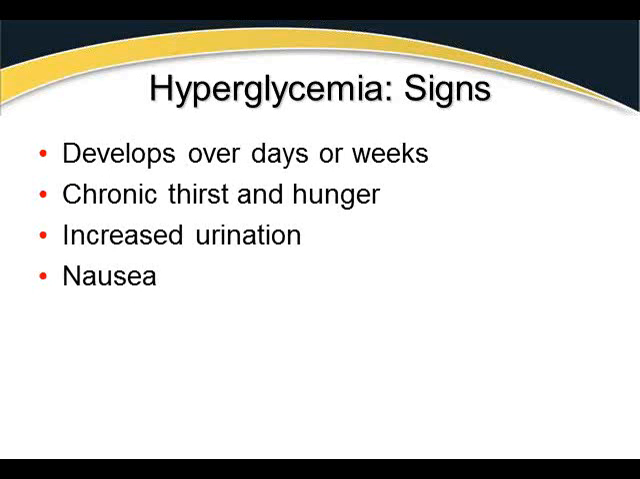So our signs of hyperglycemia, key one again here, develops over days or weeks. They have chronic thirst and hunger, and increased urination. Those three signs alone usually are enough for most people to say, you should probably go see your doctor because you may be a diabetic now. It's called polyuria, polyphagia, and polydipsia. Those three terms, the increased thirst, the increased hunger, the increased urination, should be a red flag that people need to go talk to their doctor and be checked for diabetes.